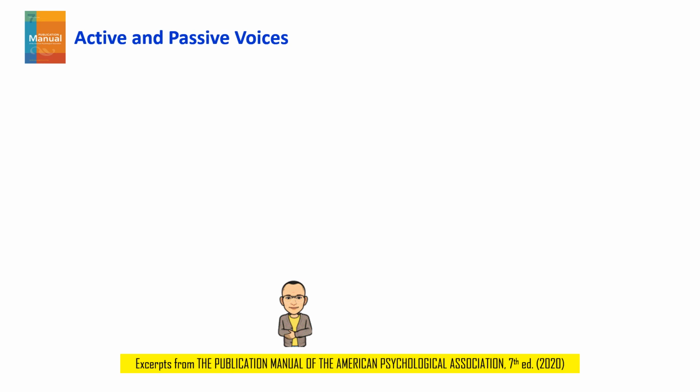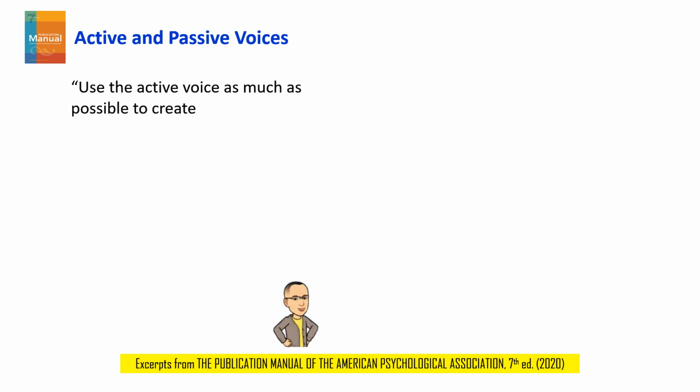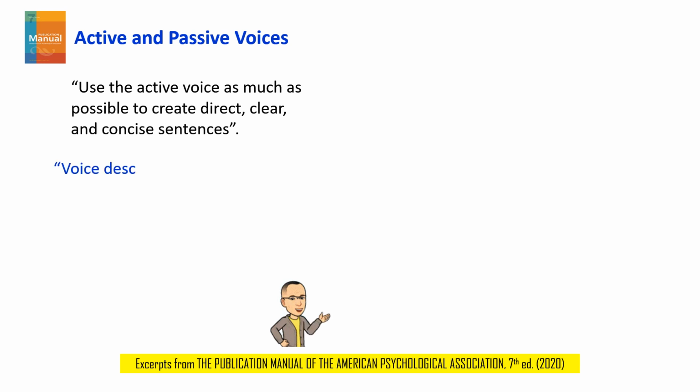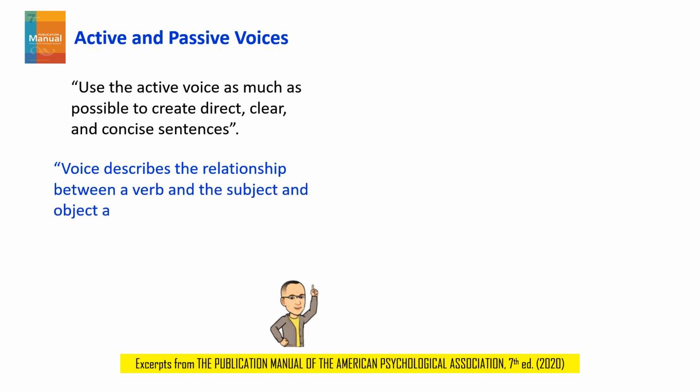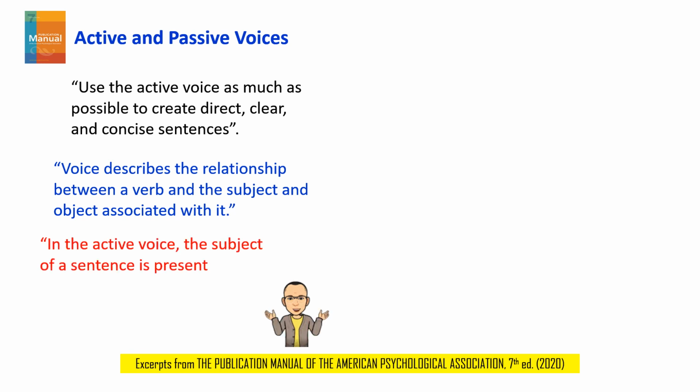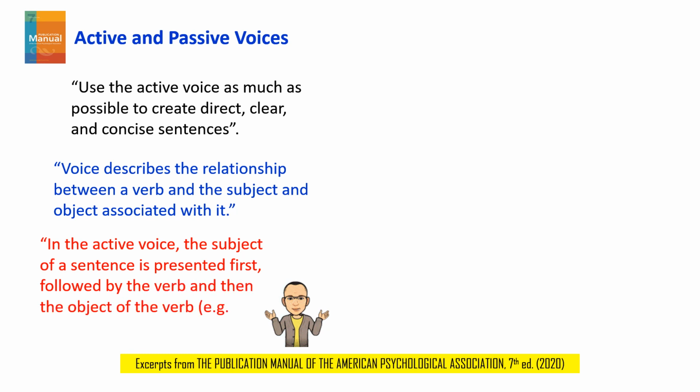Active and passive voices. The Publication Manual of the American Psychological Association recommends the use of active voice as much as possible to create direct, clear, and concise sentences. Voice describes the relationship between a verb and the subject and object associated with it. In the active voice, the subject of a sentence is presented first, followed by the verb, and then the object of the verb, e.g., students completed surveys.